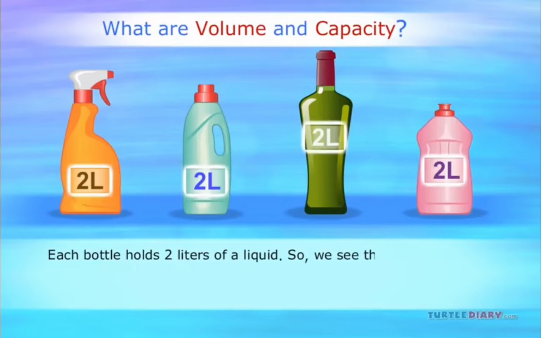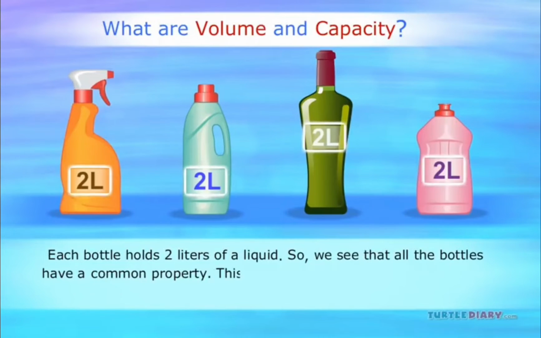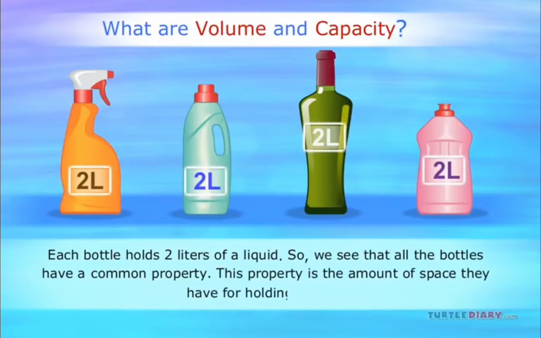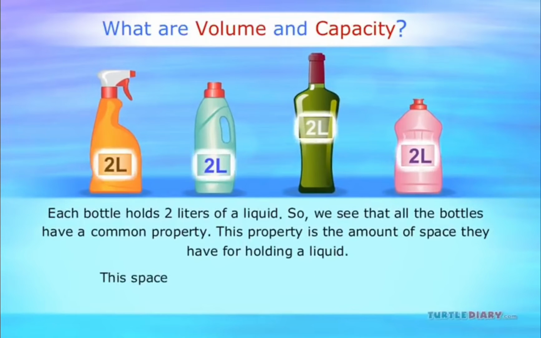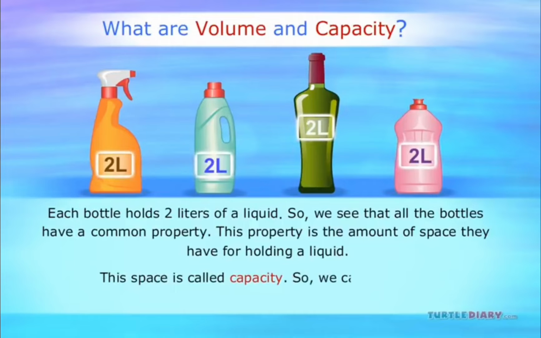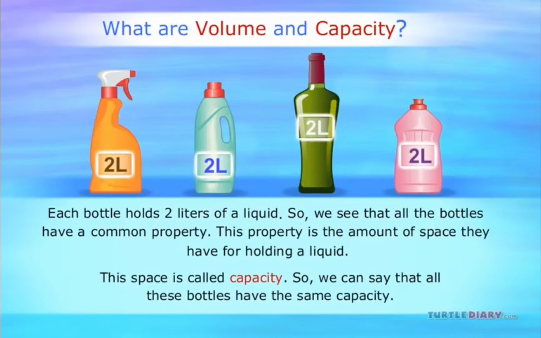So, we see that all the bottles have a common property. This property is the amount of space they have for holding a liquid. This space is called capacity. So, we can say that all these bottles have the same capacity.